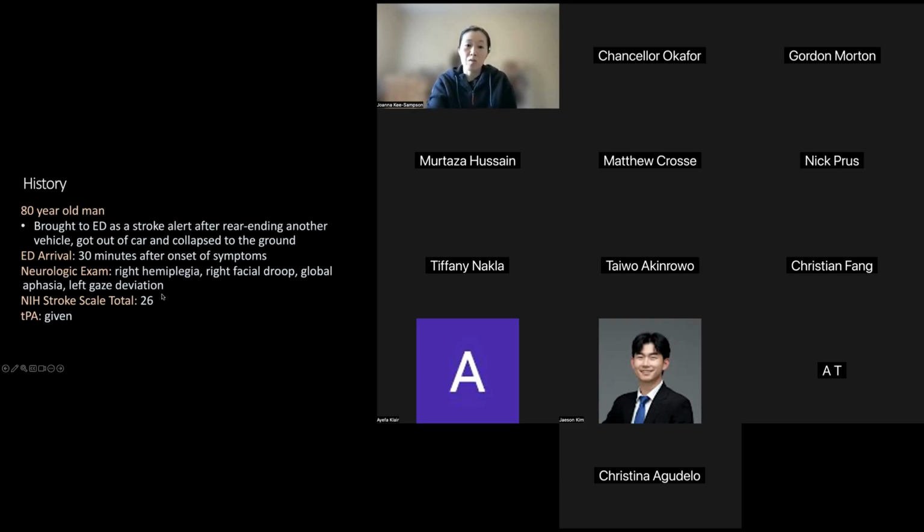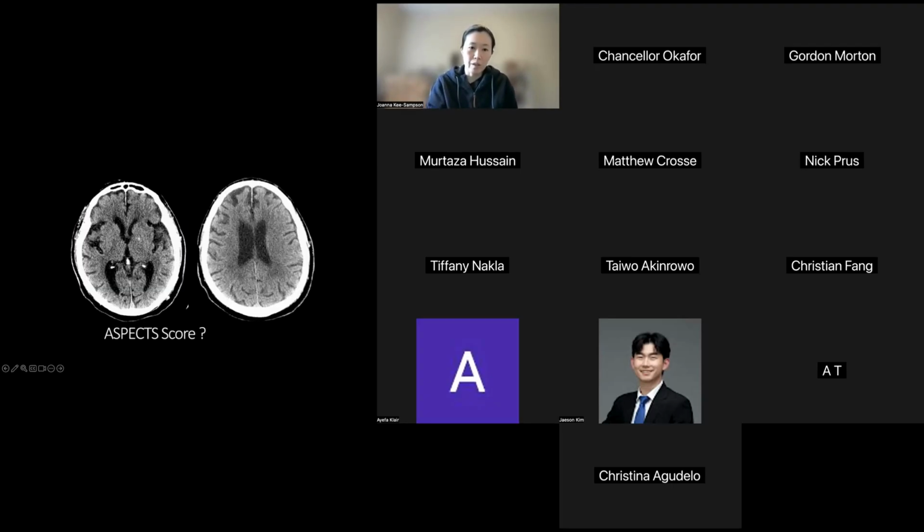So his stroke symptoms are very severe, right? 26 is a very high NIH stroke scale score. He was given TPA in the ED because he fit criteria. And then this was an initial non-contrast CT head.